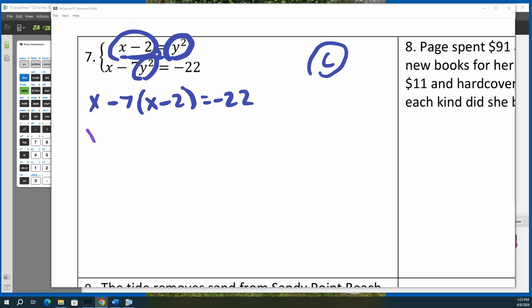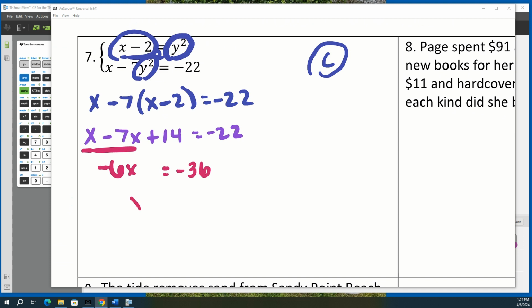All right, so I'm going to distribute that negative 7. And combine my like terms here. Subtract 14. Six. Oh. And we get that x is 6. Smart.